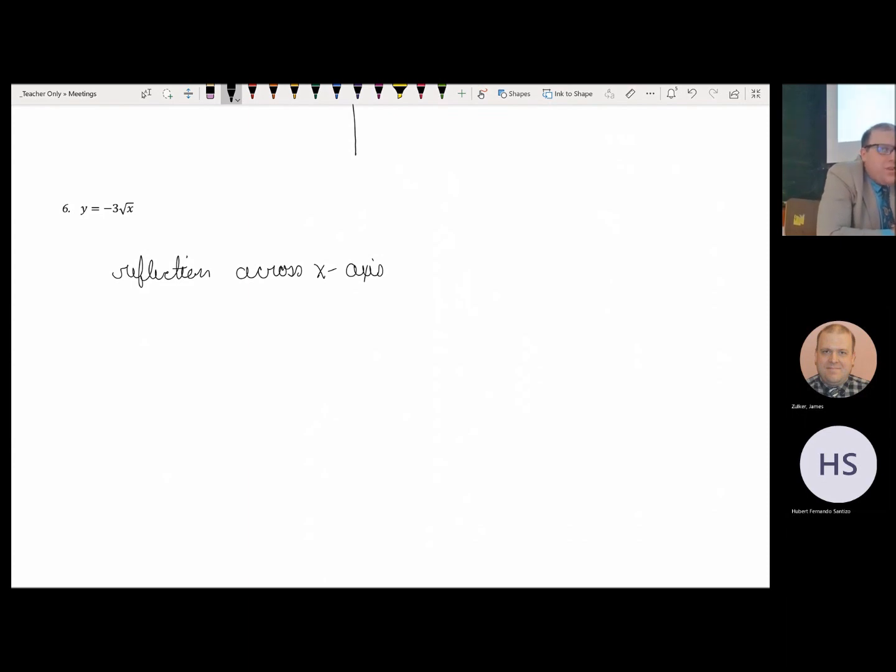It's also being multiplied by 3. Is this going to be vertical or horizontal? It's also vertical. This is a vertical stretch by a factor of 3. So the range goes from 0 to infinity to negative infinity to 0. You're not going to notice the stretching because 3 times negative infinity is still negative infinity, and 3 times 0 is still 0. So you don't actually notice the range stretching, but it does.